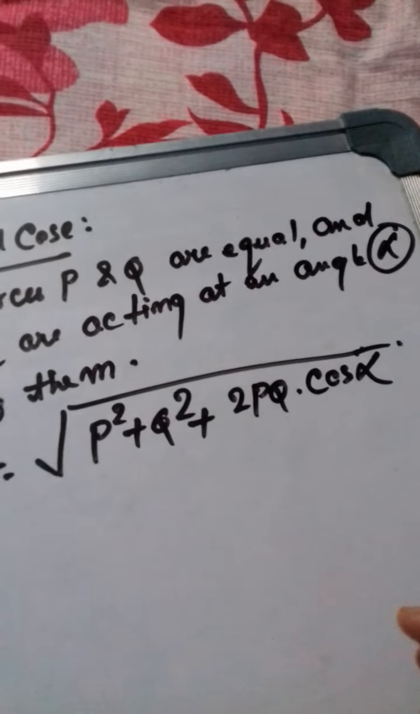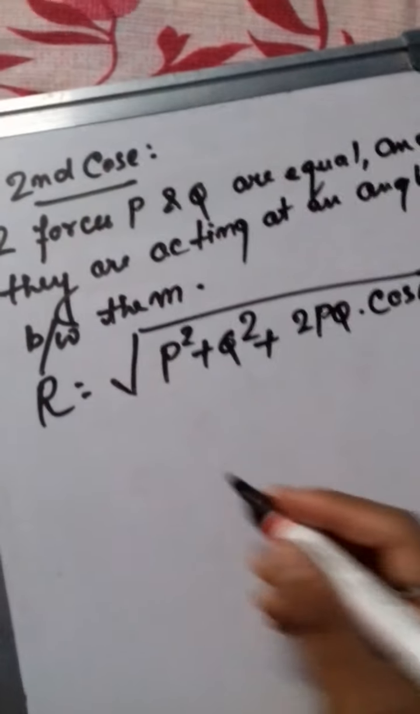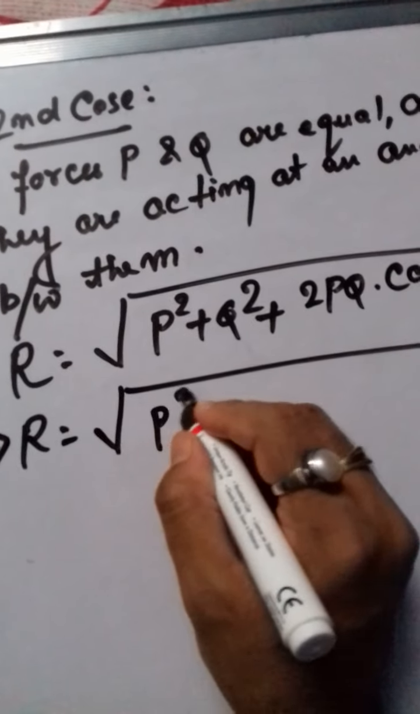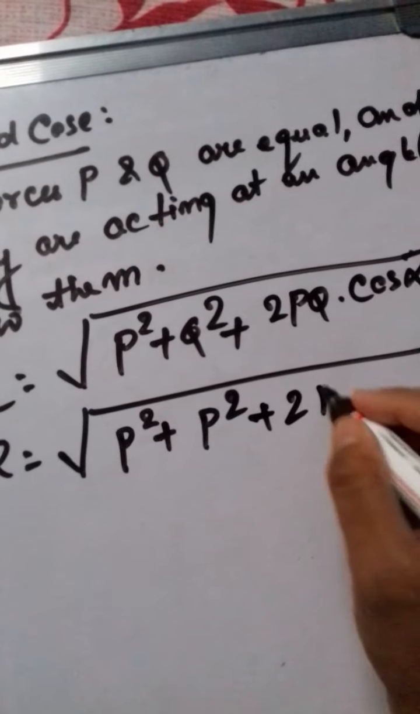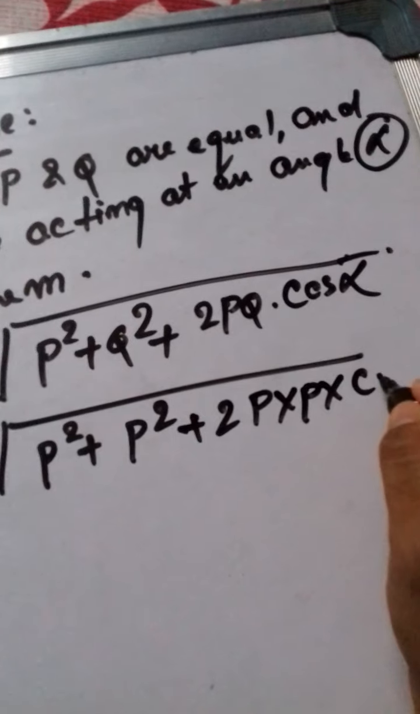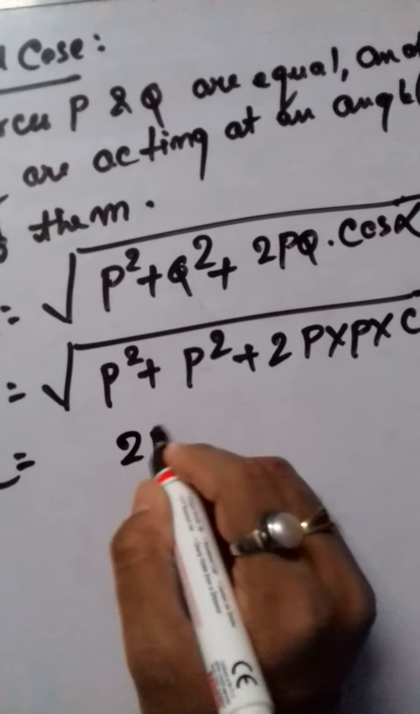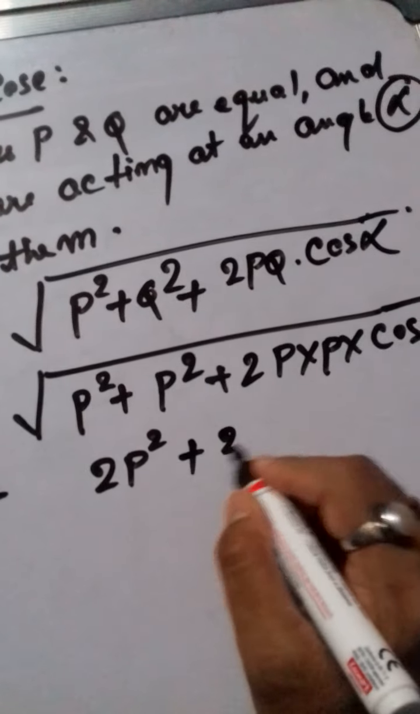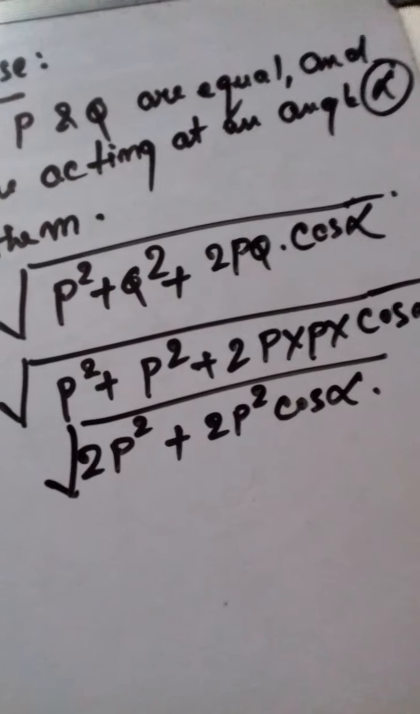In the last case, the angle was equal to 90 degrees, right? So now the forces are equal, so let us take P squared plus Q squared as equal to P squared plus P squared plus 2P into P into cos alpha, right? R is equal to the square root of 2P squared plus 2P squared into cos alpha, right?